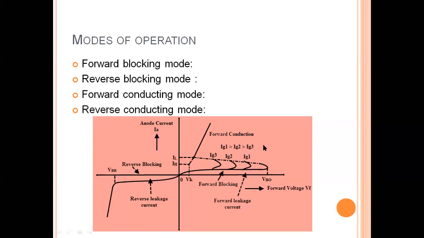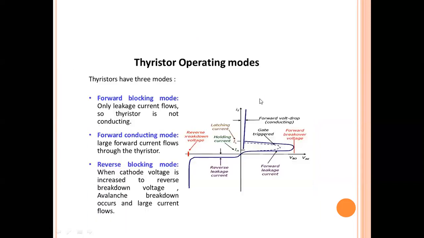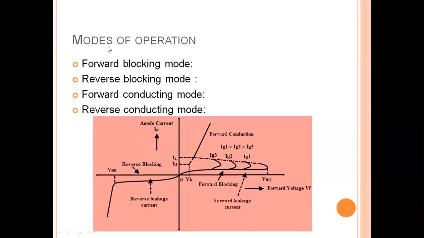Whenever you consider the basic modes of operation of the SCR, it is mostly classified into forward blocking mode, reverse blocking mode, forward conducting mode, and reverse conducting mode. This can be understood clearly by considering an elementary circuit. So the modes of operation of the SCR are forward blocking mode, reverse blocking mode, forward conducting mode, and reverse conducting mode.